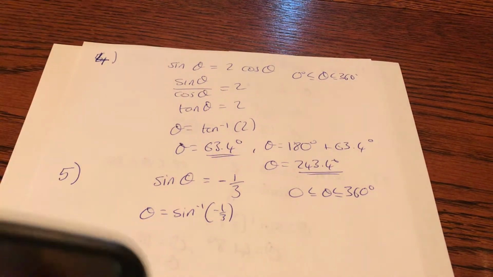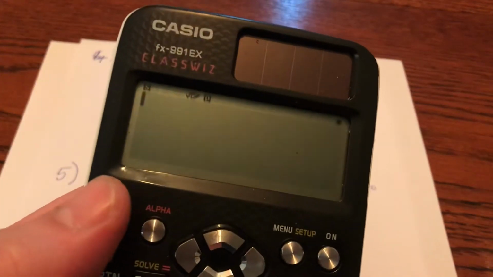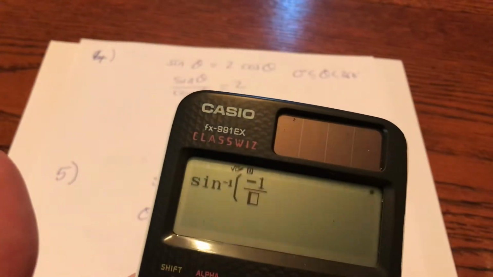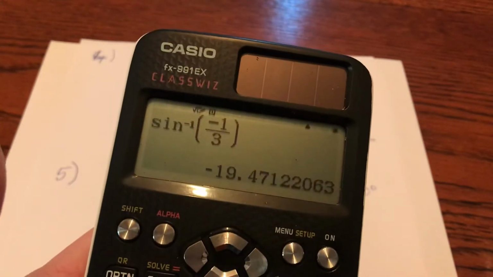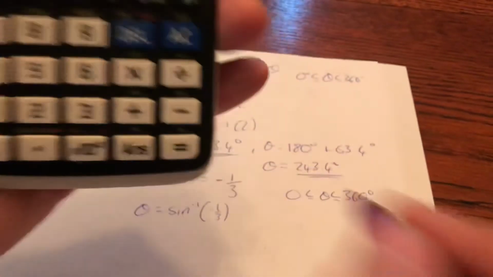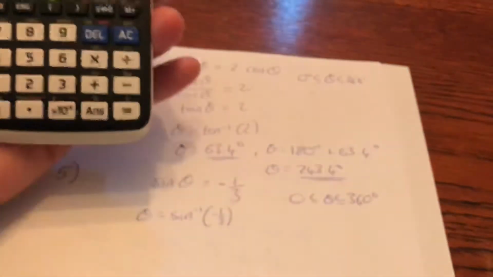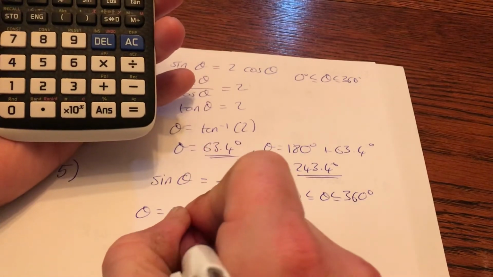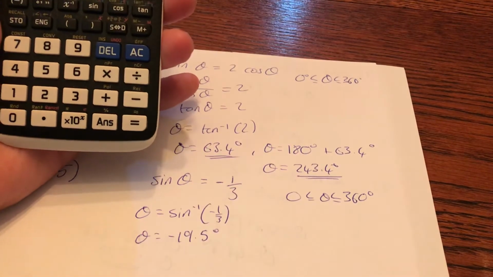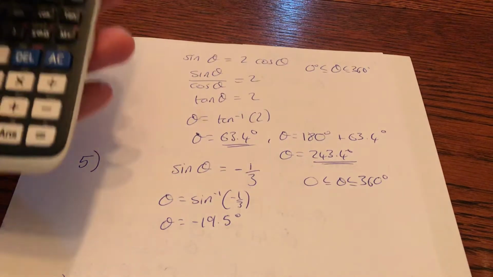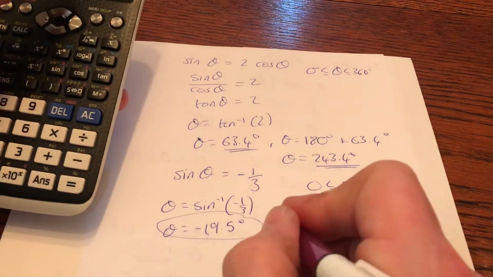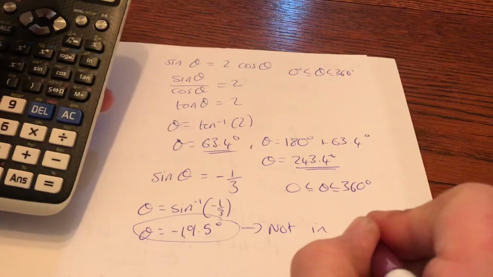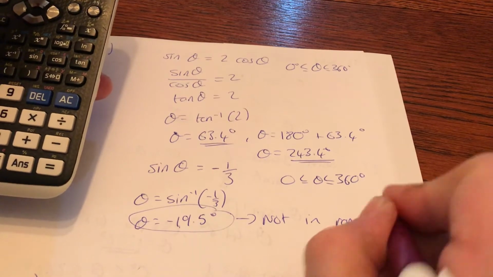Right, let's have a look in here. Shift sine -1/3. And lo and behold, I get a negative solution, -19.5. Well, what do you notice about that? Yes, that's right. You notice it's not a valid solution. Yes, it's not in range. Just say not in the range, if you like.